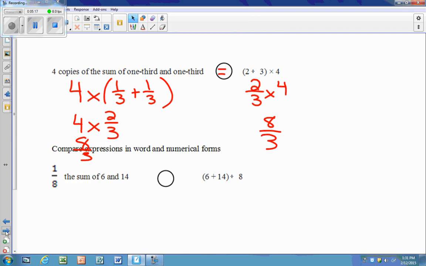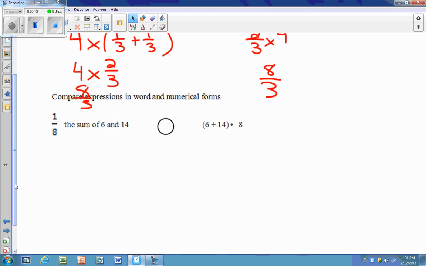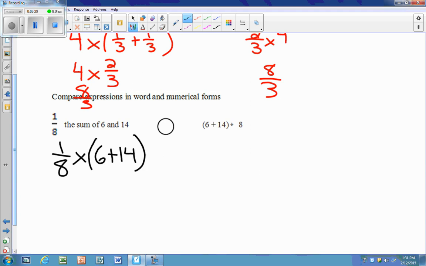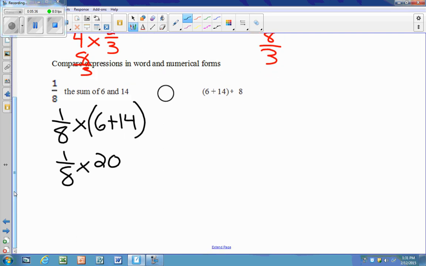Now down here on the bottom, I'm going to scroll that up a little, we have 1/8 the sum, which means 1/8 of, which tells me to multiply, the sum, which is 6 and 14. Sum tells me to add. So I do 1/8 times 20. And then I come up with an answer of 20/8. I'm going to come over here. I get 20 divided by 8, which is 20/8. And they are equal.